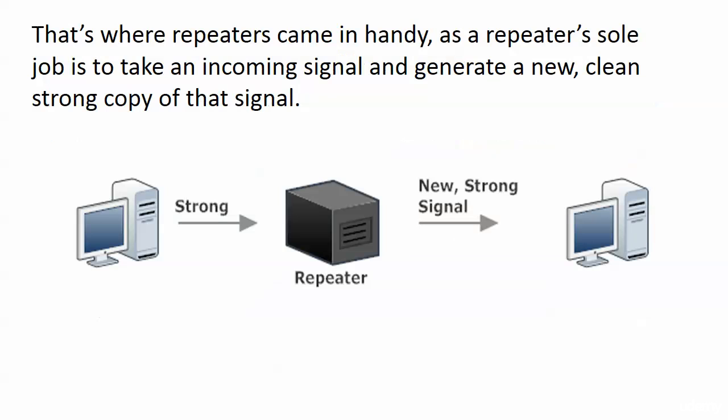And that's the kind of thing where repeaters came in handy to begin with, because a repeater's sole job is to take an incoming signal and generate a new, clean, strong copy of that signal so we could avoid those super weak signals. Now, you're going to see symbols in this course for a router and a switch and a hub here in just a moment. There's really no universal symbol for a repeater, so in case you happen to see one on a Cisco exam, I fully expect it to actually be labeled repeater.